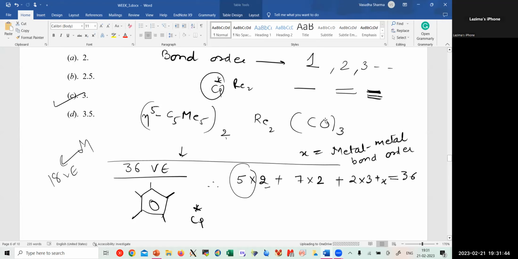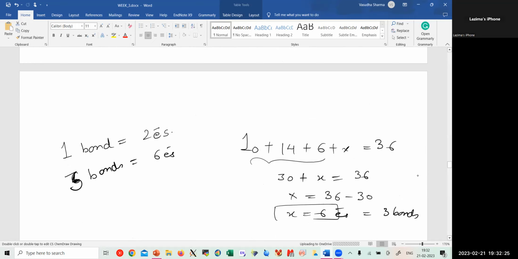So 5 into 2 is 10, then rhenium belongs to the manganese group. So it is having 7 electrons. So 7 into 2. And carbonyl will give you a total of 2 electrons. So therefore 2 into 3, whether it is in bridging form or in terminal form, it will contribute only 2 electrons. So 6 plus X I have added. X is nothing but your total metal-metal bond electrons. How many metal bonds are there and what is the order? The number of electrons coming from your metal-metal bond order. So total is 36. Now you have to calculate. 10 plus 14 plus 6 plus X is 36, and you will get X equals 6.